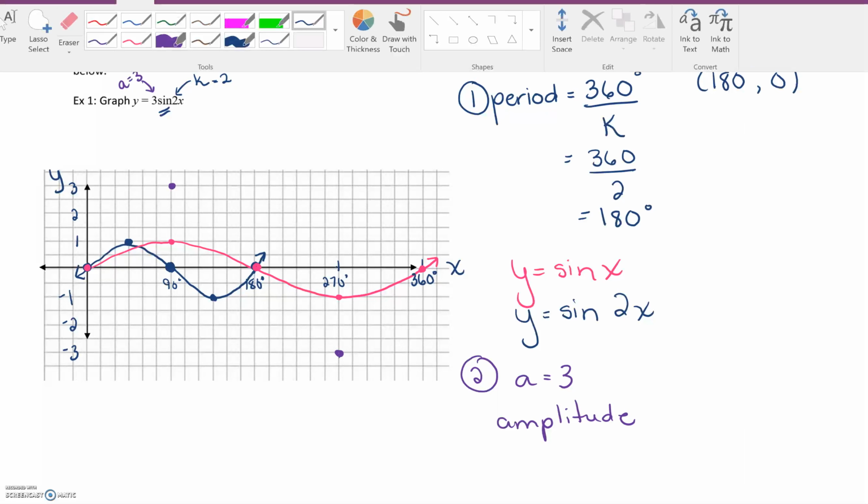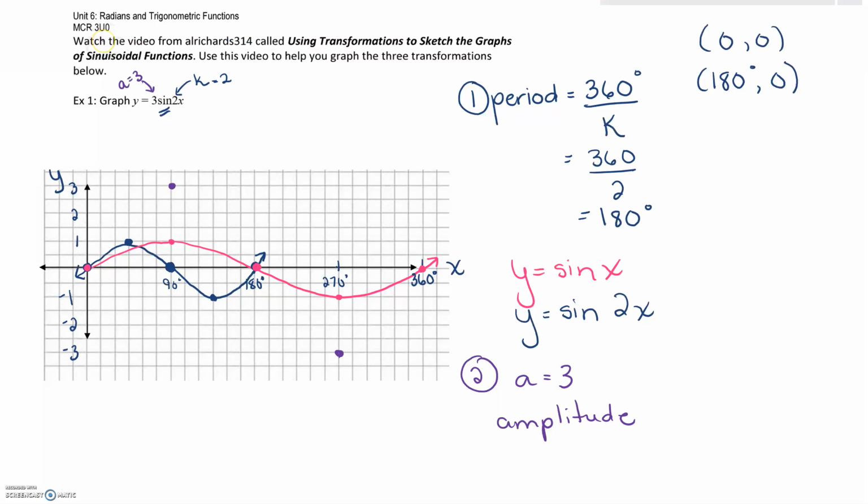The other coordinates do not change. Okay, so we're going to still keep 0, 0, still going to keep 180, 0, and still going to keep 360 and 0. The only thing that changes is that this graph is being stretched vertically. So that graph in purple is the graph of y equals sine, oops, I forgot the 3 in front, 3 sine of 2x.